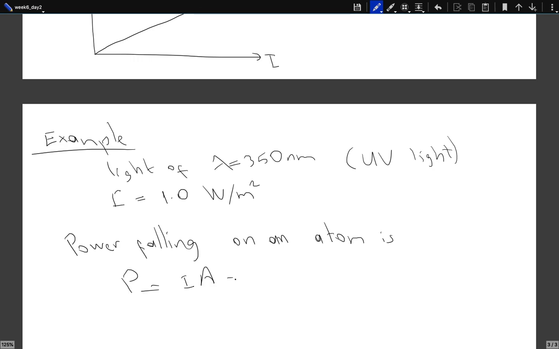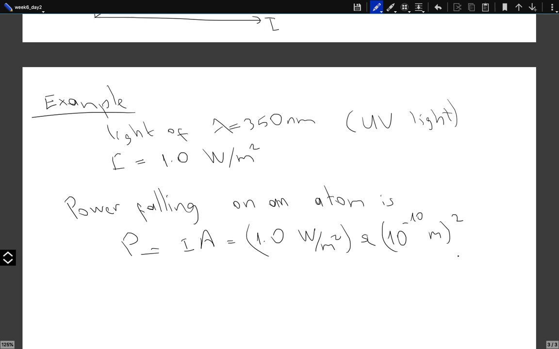Well, this is I times area. So it's 1.0 watts per meter squared times pi. What's the typical radius of an atom, in meters? 10 to minus 10, squared. So this meter squared will cancel this meter squared, so we end up having 10 to the power minus 20 watts.